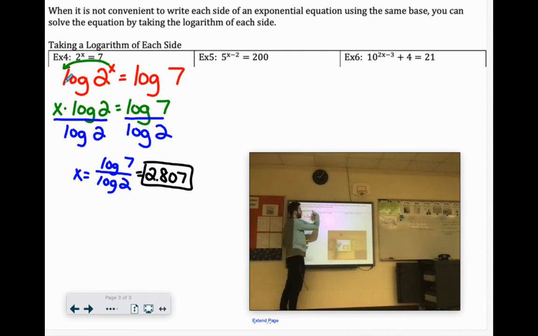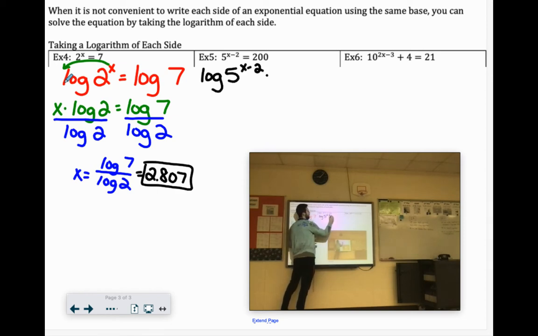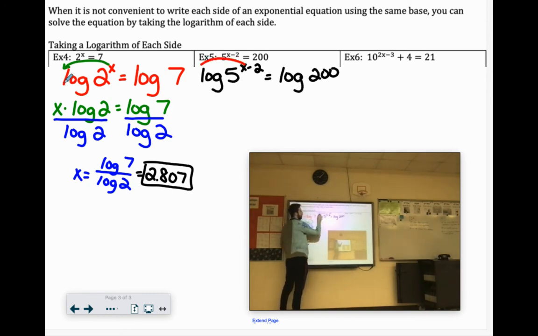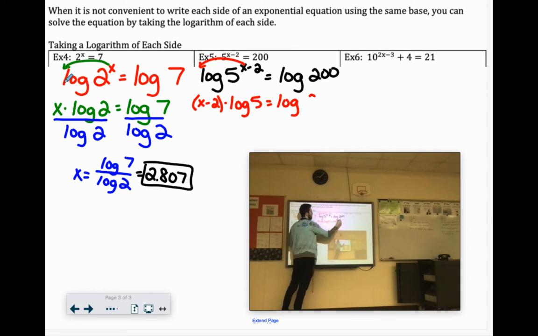So here, 5 and 200, they can't have a common base. So what are we going to do? That's right, log it, baby. Log of 5 to the x minus 2 equals log of 200. We're going to take that exponent, we're going to kick it to the front. I'm going to put it in parentheses. X minus 2 times log 5 equals log 200. And then we're going to divide out that log 5.